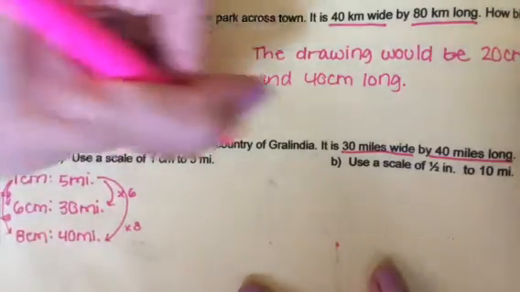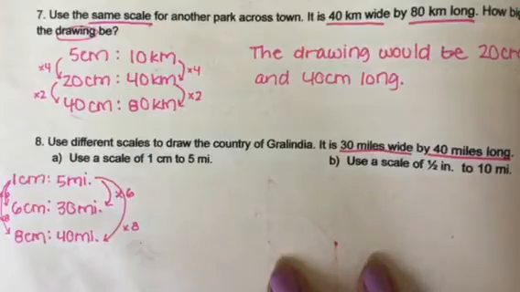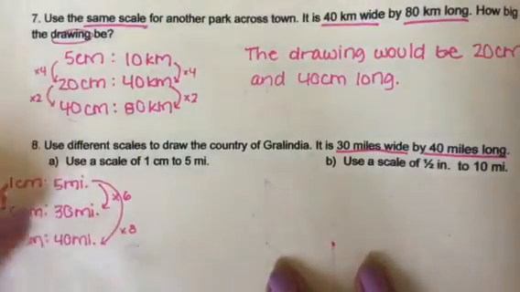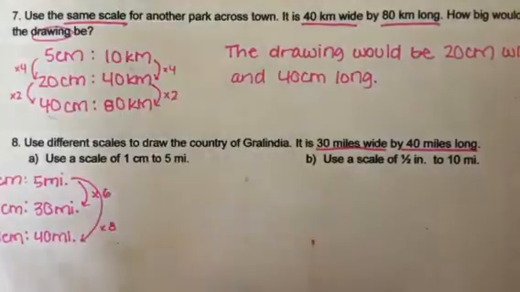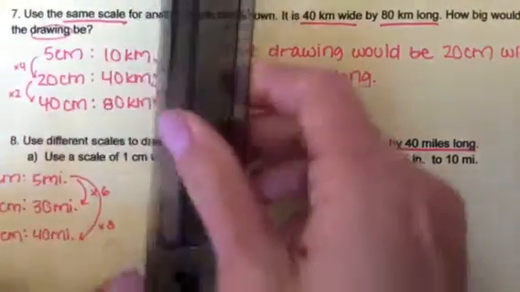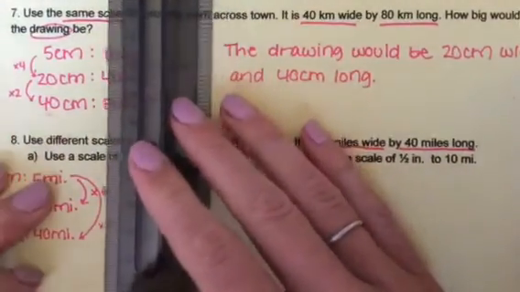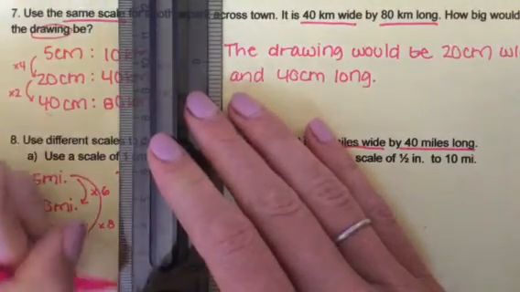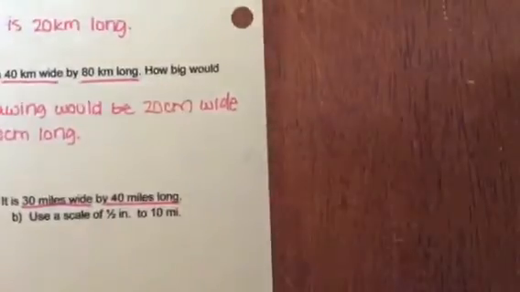So if I'm going to draw the country of Groenlandia, that means that it's going to be 6 centimeters wide and 8 centimeters long. So I'm going to take my ruler, I'm going to make sure that I'm on the centimeter side, and I'm going to make it 6 centimeters wide. So I'm going to go from 0 to 6, and I'm going to make that, and I'm sorry I'm having to scoot over for my ruler's sake, but I will show you in a moment. I'm going to make that 8 centimeters long.